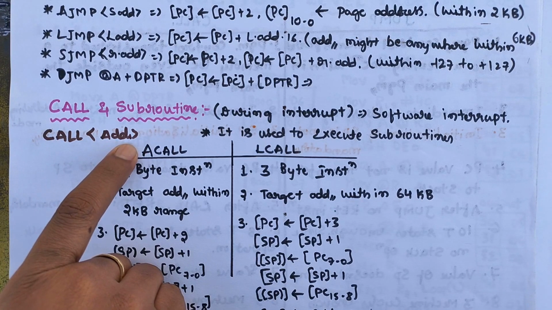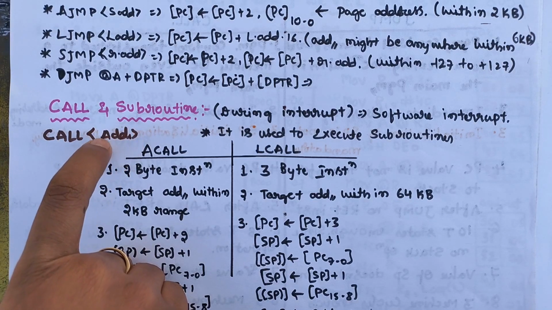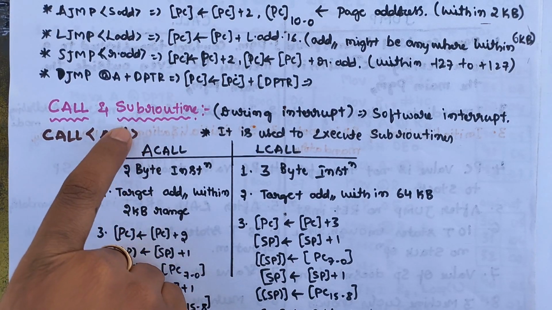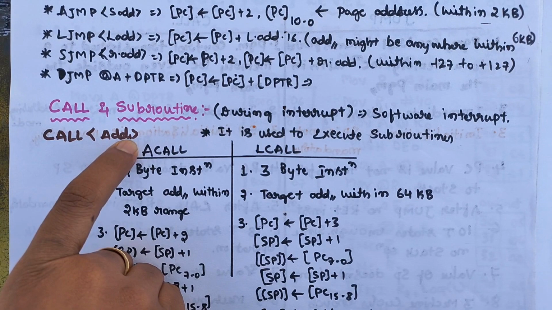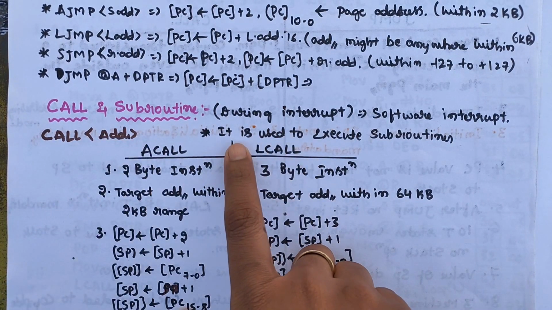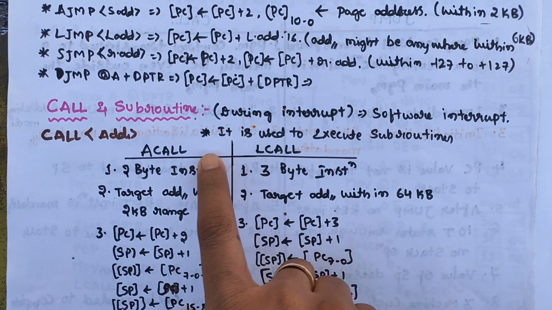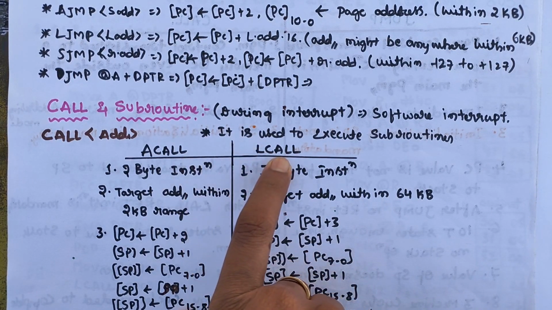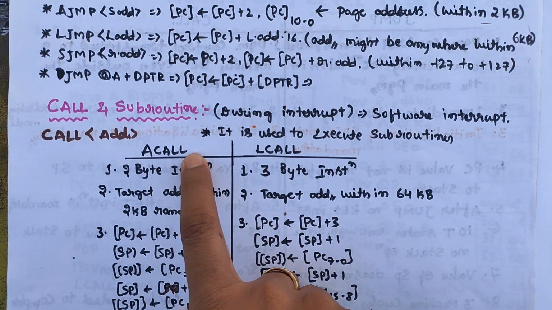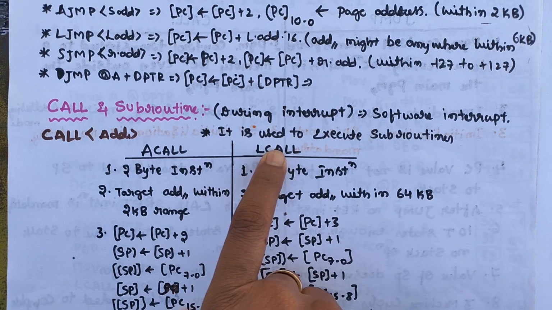Sometimes IO devices have certain fixed locations, and those locations are used to execute this subroutine. So you need to mention that address, call address. Here also there are two types of calls: absolute call and long call. Absolute call, you know that absolute means a short range, and long means a long range.